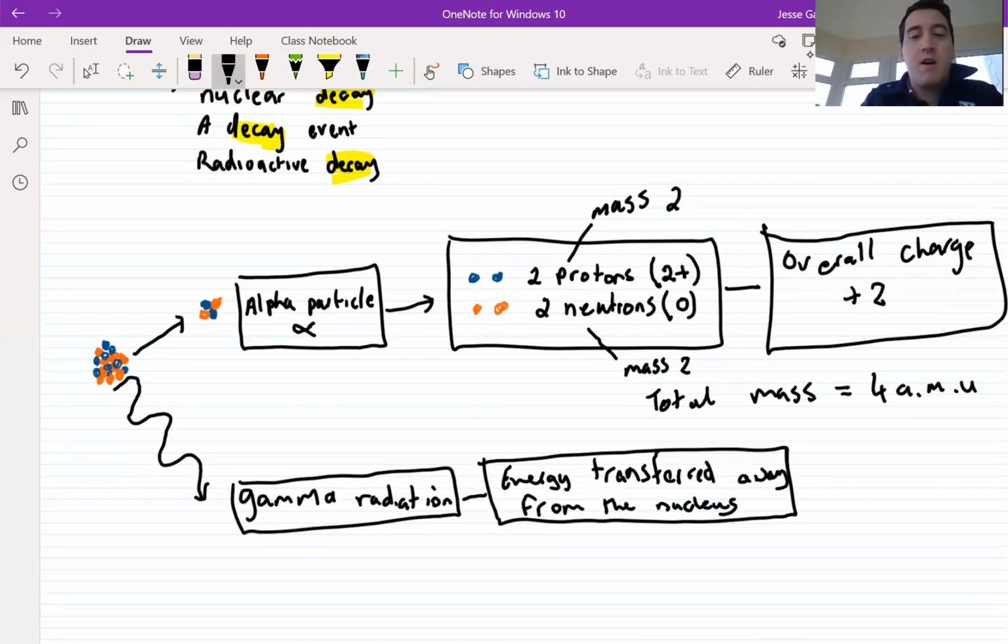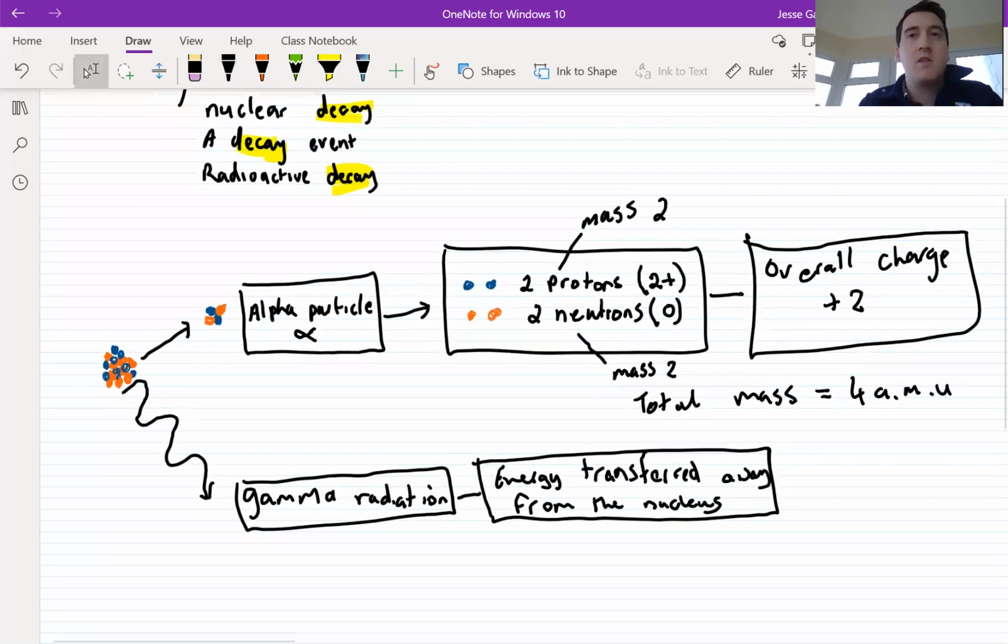Now, after an alpha particle is emitted, sometimes what's left behind will be a stable nucleus, and then it will stop being radioactive. But if it's not stable when an alpha particle is emitted, then sometimes it will do another nuclear decay.